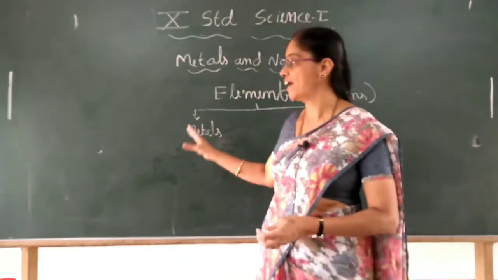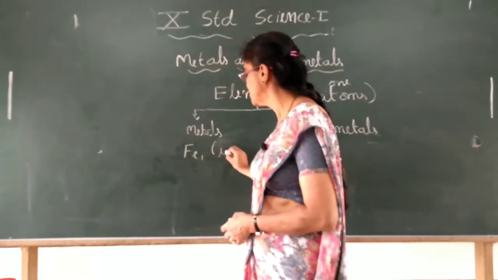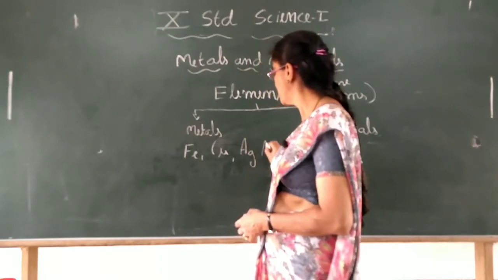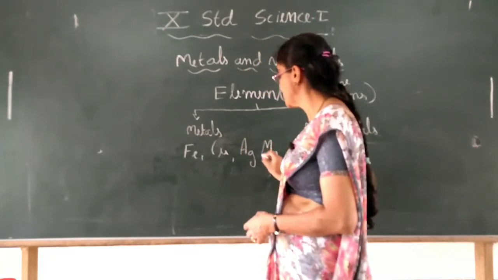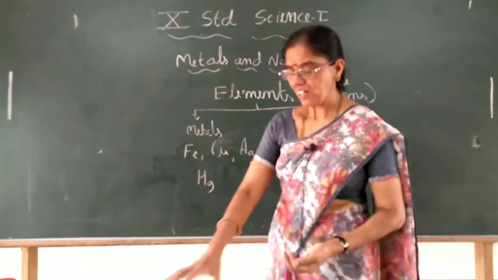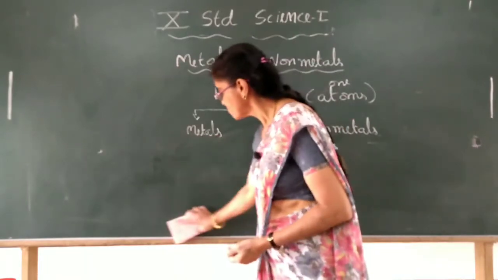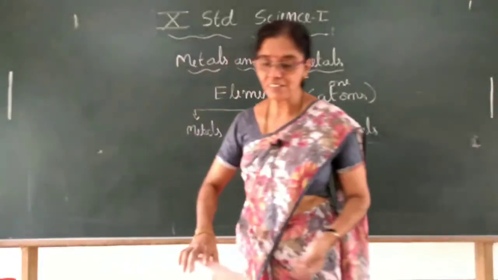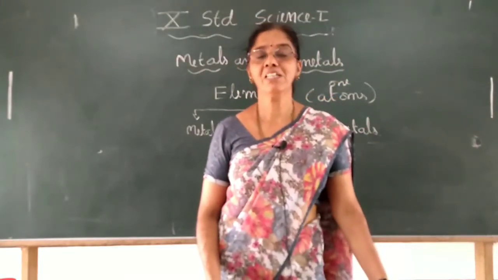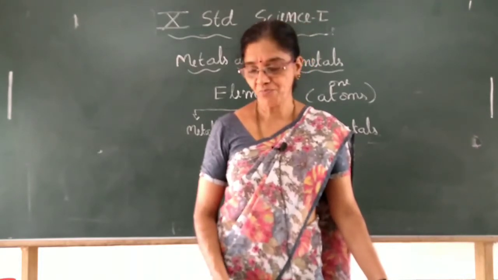In the metals we have iron, copper, silver, gold, magnesium, mercury, aluminium, cobalt, nickel. Many are there. Okay. Now, what are the properties?